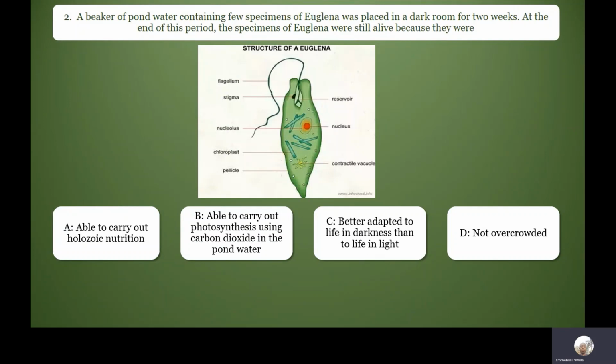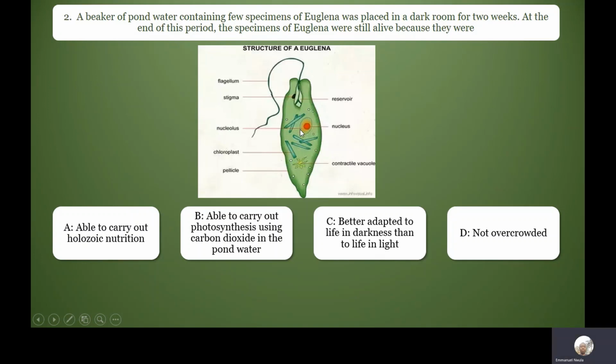A beaker of pond water containing a few specimens of Euglena was placed in a dark room for 2 weeks. At the end of this period, the specimens of Euglena were still alive because they were. The correct option here is A. They were able to carry out holozoic nutrition. Apart from the fact that Euglena can photosynthesize, it can also take in already made food through the gullet.